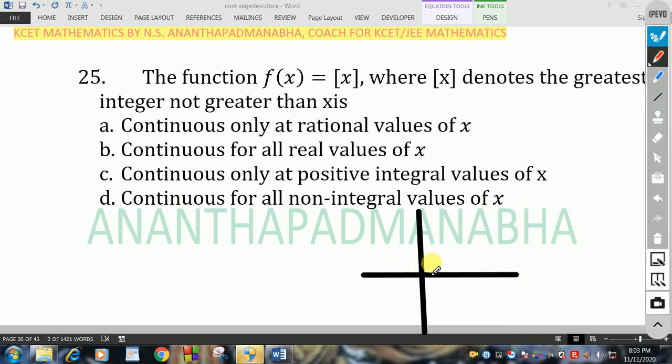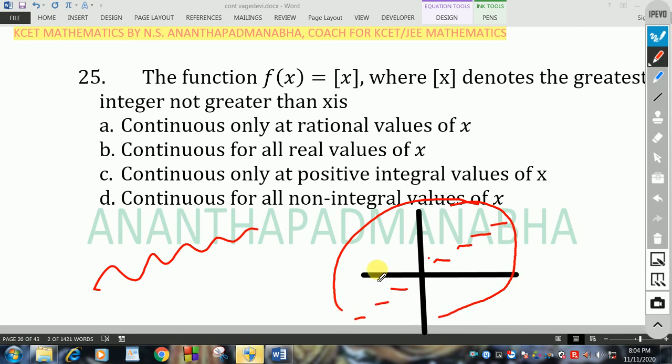So the graph of this will be like this. It's a step function. So when there is a break in the graph, then the function is not continuous. When there is no break, that is, the function is a smooth curve, then it is a continuous function. What I have shown on the screen is a graph of this greatest integer function. So it is discontinuous at integral values.